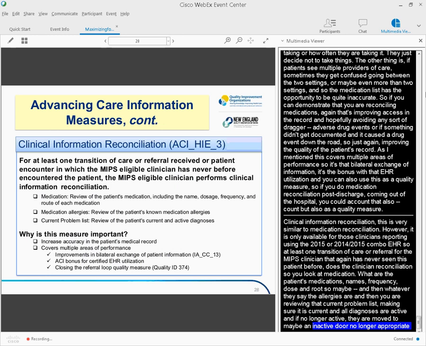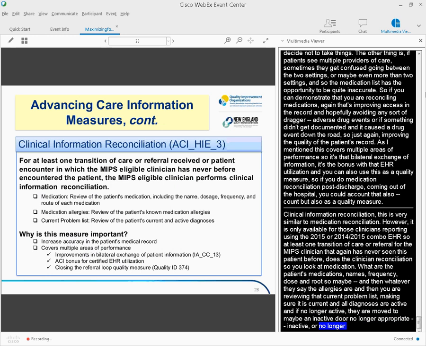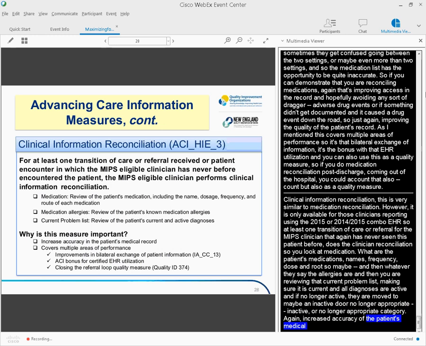Again, increase accuracy of the patient's medical record. We want to avoid any sort of adverse drug events or misdiagnoses. So really important to make sure everything is up to date. Again, this covers multiple performance areas.